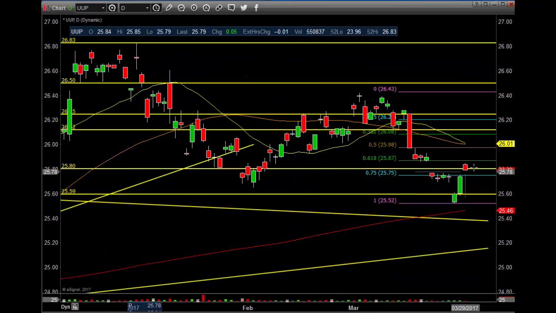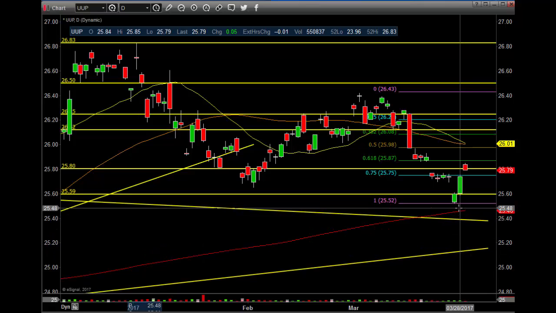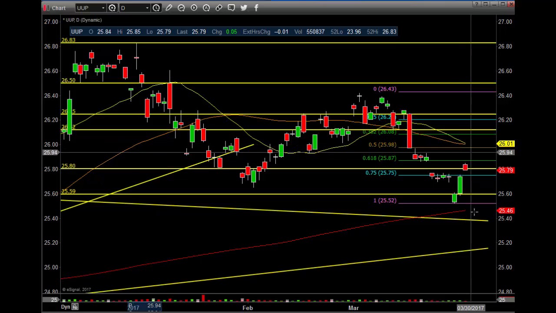UUP, it was up about 5 cents today. Again, we came back down, we filled the gap, caught a little bottom at the 25.50 quarter number. Boom, goes right back up. I thought for sure we'd go into the 200 MA and possibly a little bit lower. Never happened. Now it's taken off, but again, could go right back up and retrace.